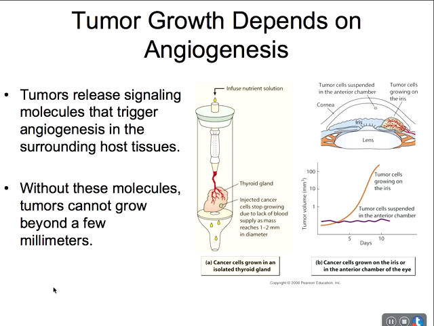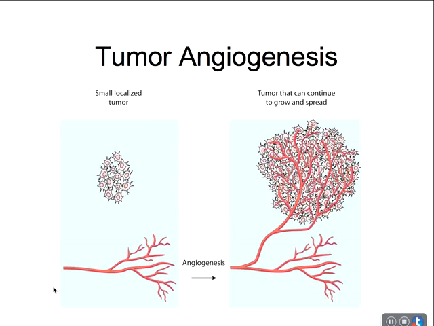So tumors release signaling molecules that trigger angiogenesis in the surrounding host tissue. I'm going to show you some evidence for that one as well in just a moment. But tumors are releasing these molecules that stimulate angiogenesis in the tissue around them. Without these molecules, tumors cannot grow beyond a few millimeters in size. So they have to have the ability to trigger new blood vessel formation through angiogenesis.